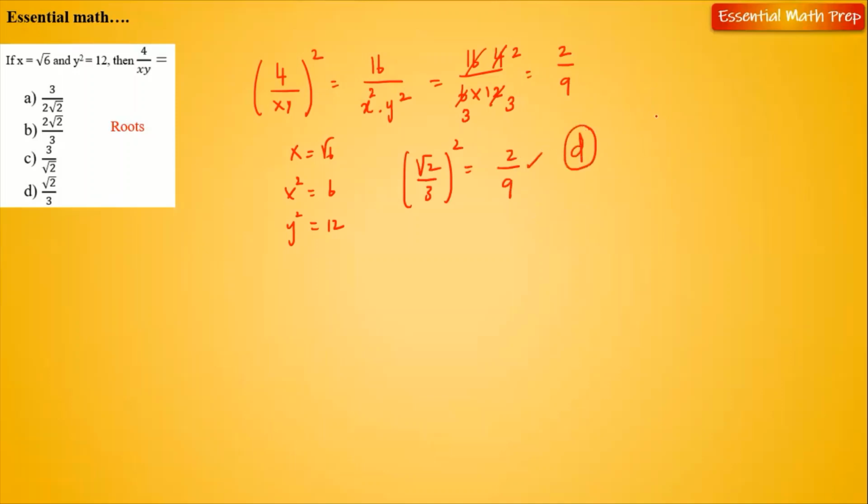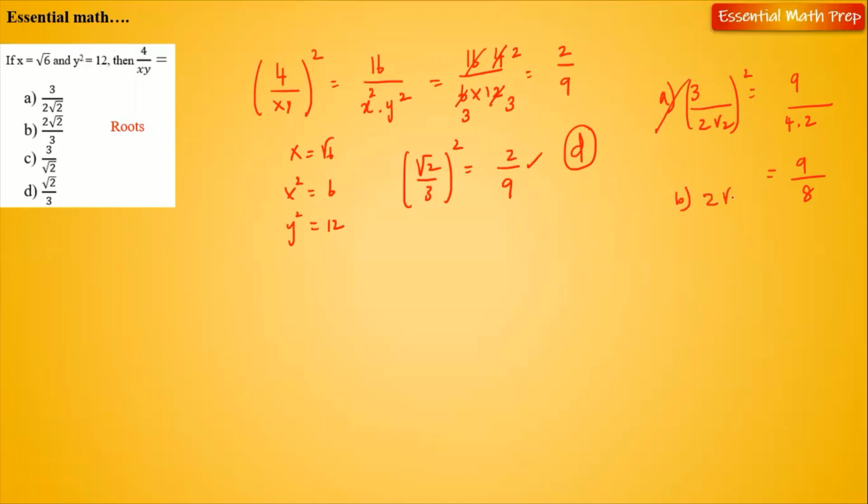If you don't agree with me, let's do the others. Say A. Okay, let's square this. What do I get? I get 9 over 4 times 2. So that would be 9 over 8. That's not what we want. Let's do B. So A is incorrect.